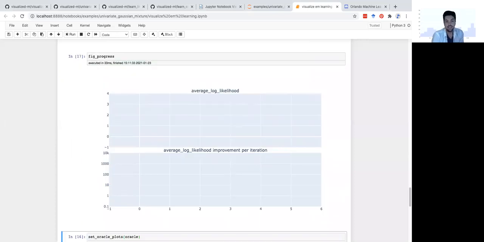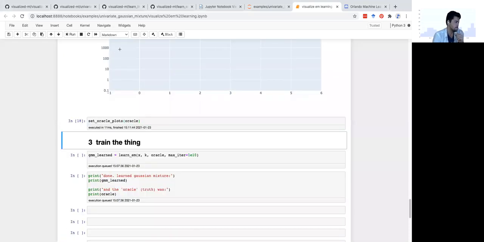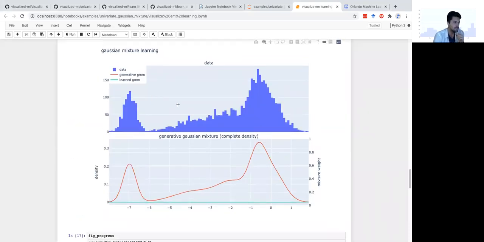A few months ago, I was doing an independent project where I implemented some of these algorithms from scratch to learn what's actually going on under the hood. What I've done here is define a Gaussian mixture myself, where I know what the mixture components are. I generated a bunch of data from it. And then I wanted to see, based on an implementation I made of Gaussian mixture model learning, whether I can recover the original generating distribution.